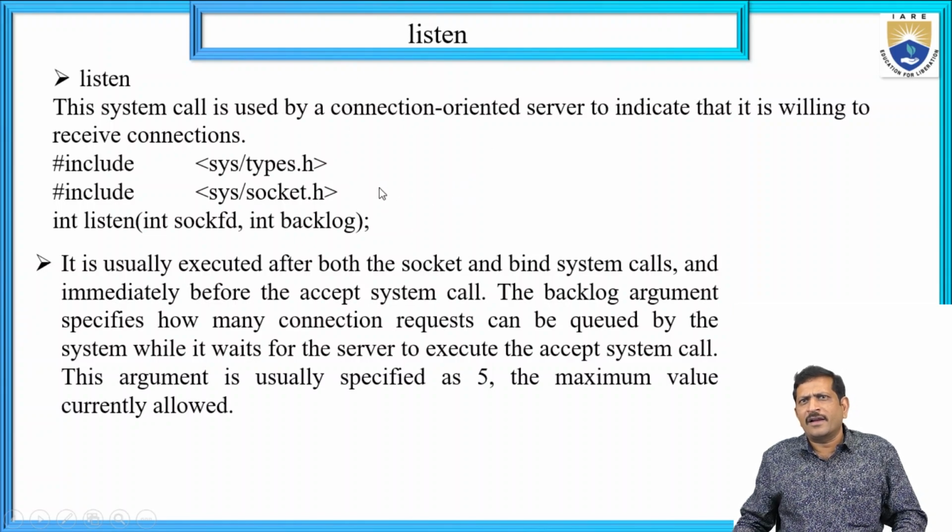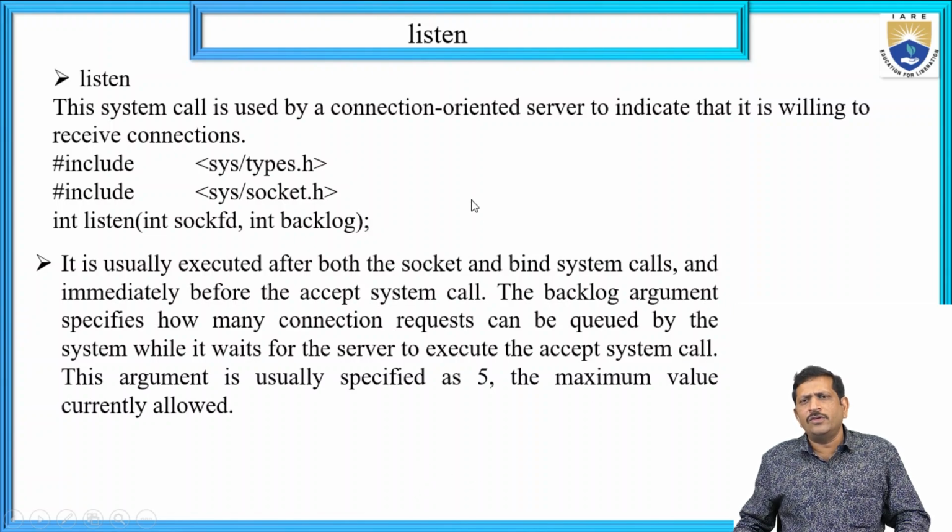Once the server is listening for the client request, and after binding, it accepts the request sent by the client. If it is accepted, the connection can be established. Once the connection is established between the client and server, data transmission can take place. Listen is usually executed after both the socket and bind system calls and immediately before the accept system call. The backlog argument specifies how many connection requests can be queued by the system while it is waiting for the server to execute the accept system call.